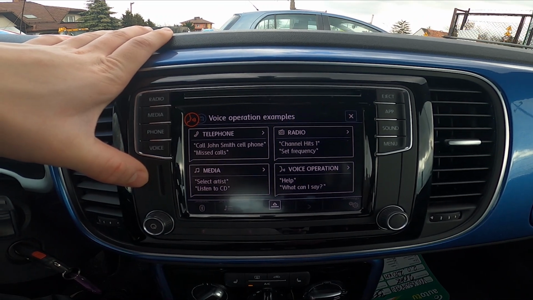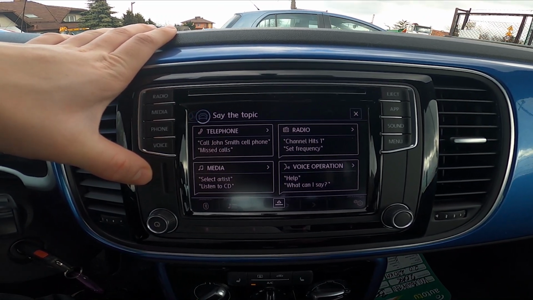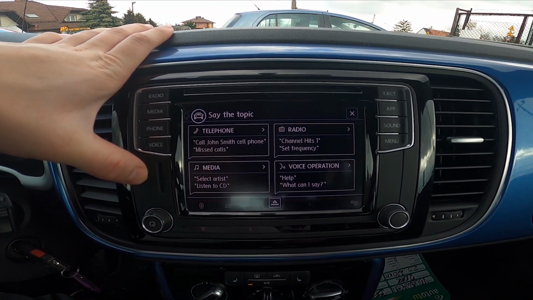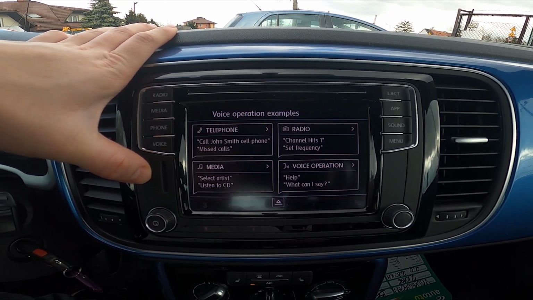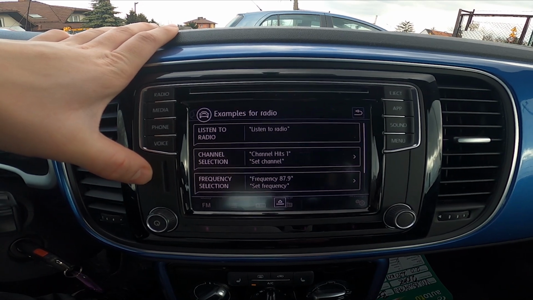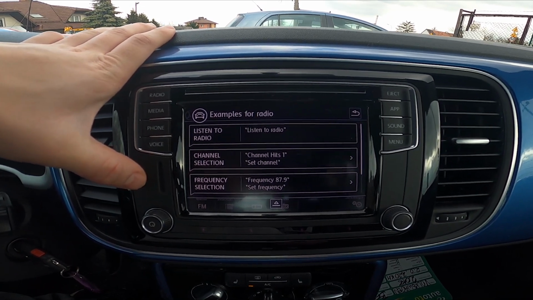What can I say? Which topic do you need help with? Radio. You can say, listen to radio, or frequency, followed by a frequency.